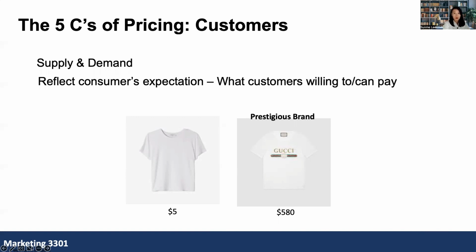Usually when we look for just one white t-shirt, you can easily find a $5 or $7 or $10 one on Amazon or some kind of generic brand. But if there's a Gucci logo, then it's perceived as a prestigious brand, and it becomes luxury. So the price reflects more than $500. This is the reflected customer's expectation.